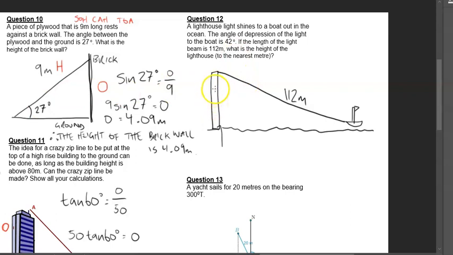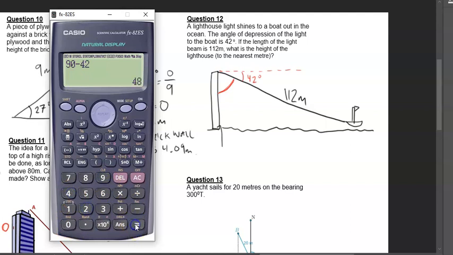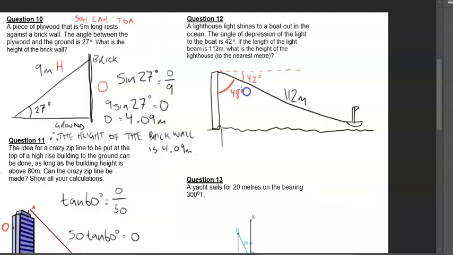This is saying that the angle of depression of the light, so the light being on the top here, to the boat. So this is saying that if this is my horizontal, then from there, depressed downwards will give me a degree 42. This right here is 42 degrees. Now, I've seen some students tend to write this as 42. This is saying that this here is 42, meaning that this angle here has to be the difference of 90 and 42. Okay, so just be careful that this angle here is not 42. This angle here is a difference of 90 and 42. And just to make sure, 90 take away 42, 48. So this here is 48 degrees.